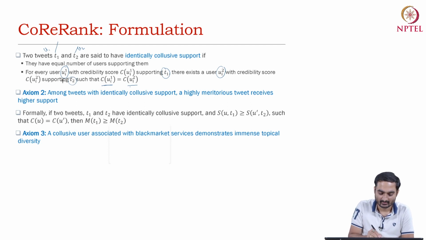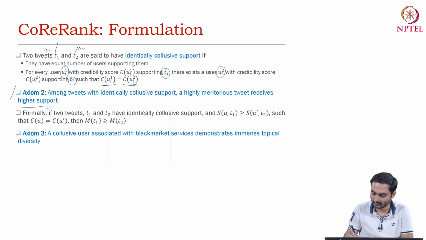So if the credibility of these two retweeters U1I and U2I is the same, then we say that T1 and T2 are supported by identically collusive users. They are different users, but their collusive nature, their credibility, is the same. So axiom 2 is basically saying that among tweets with identically collusive support, a highly meritorious tweet receives higher support.